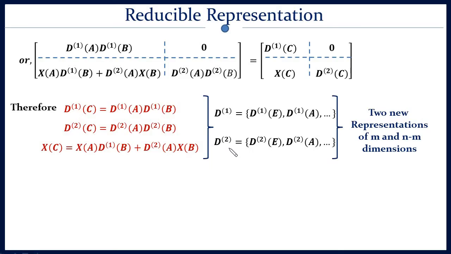Now we are in a place where we can justify the name reducible representation. What is a reducible representation? A reducible representation is any representation which can be reduced into lower dimensions. Just like here, we have reduced T, which is a representation in n-dimensional space, to representations in m and n minus m dimensions. Therefore, T is said to be a reducible representation of group G.